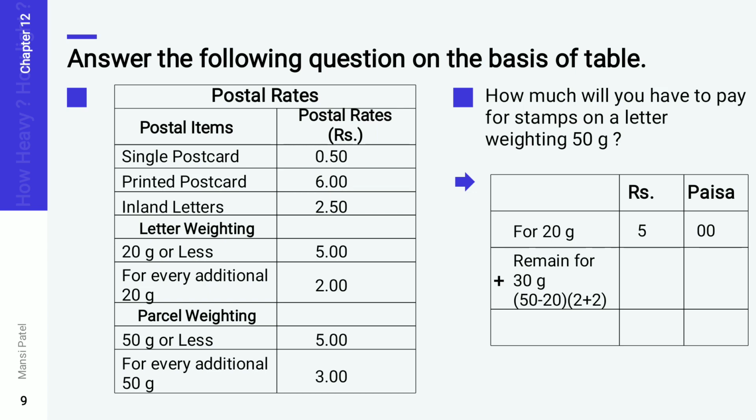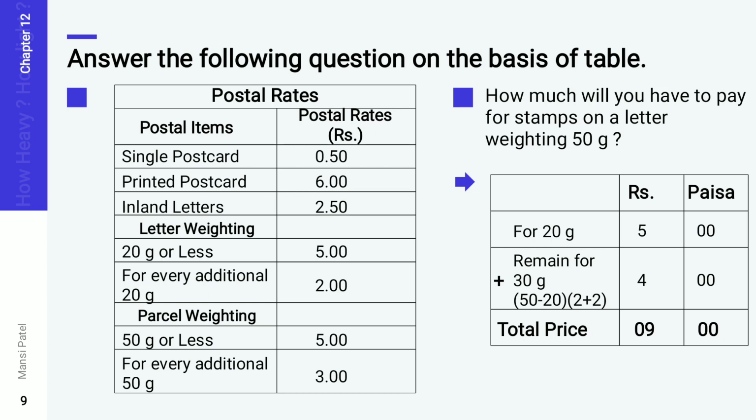But here they have given the additional 2 rupees for every 10 gram only. So for 30 gram we have to add 2 three times. So 2 plus 2 is 4 rupees and 00 paisa. So what is the total price? Paisa is 00, and 5 plus 4 is 9 rupees. So we can say that we have to pay 9 rupees for the stamp on a letter weighing 50 gram.